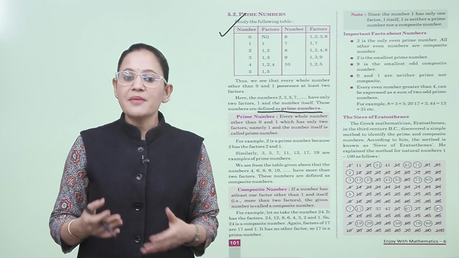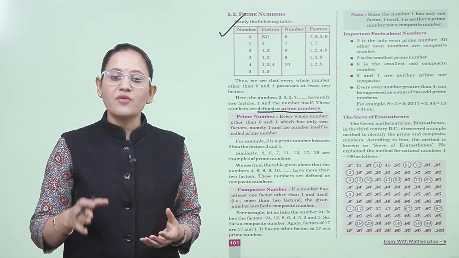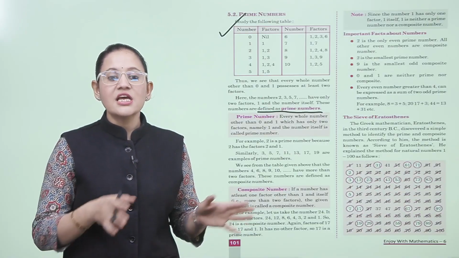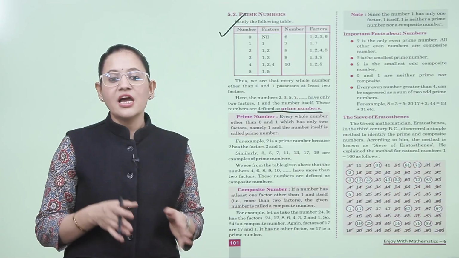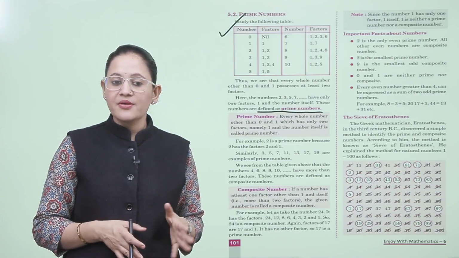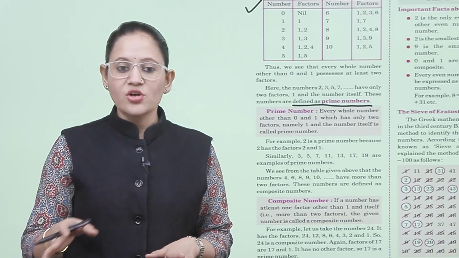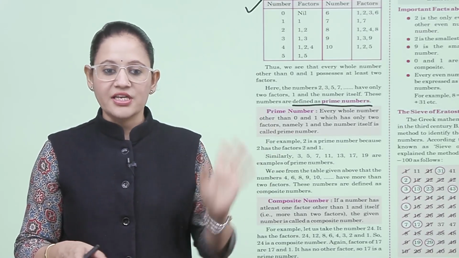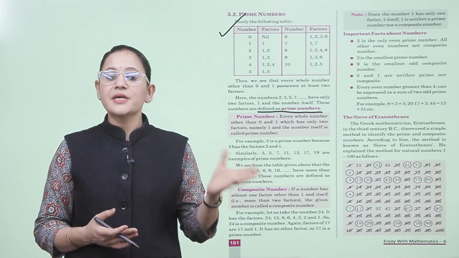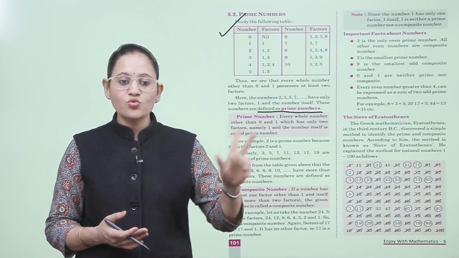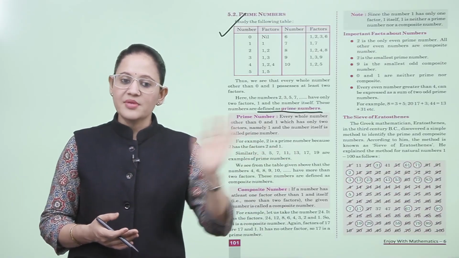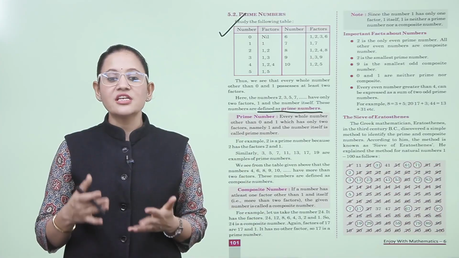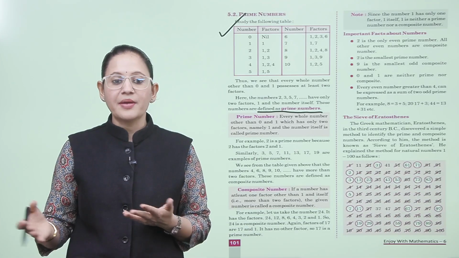Clear? So, every whole number other than 0 and 1 which has only 2 factors, namely 1 and the number itself, is called a prime number. 1 is not a prime number because it has only 1 factor. For example, 2 is a prime number because 2 has 2 factors, 1 and the number itself. Similarly, 3, 5, 7, 13, 17, 19 are examples of prime numbers.